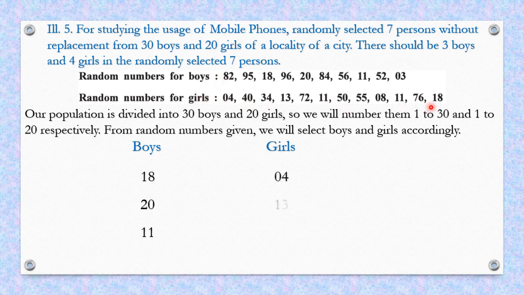So first will be 04, then 13, then 11, then 8. Done. 4 girls, 3 boys, 7 people have been selected. So this is how we take a stratified random sample.